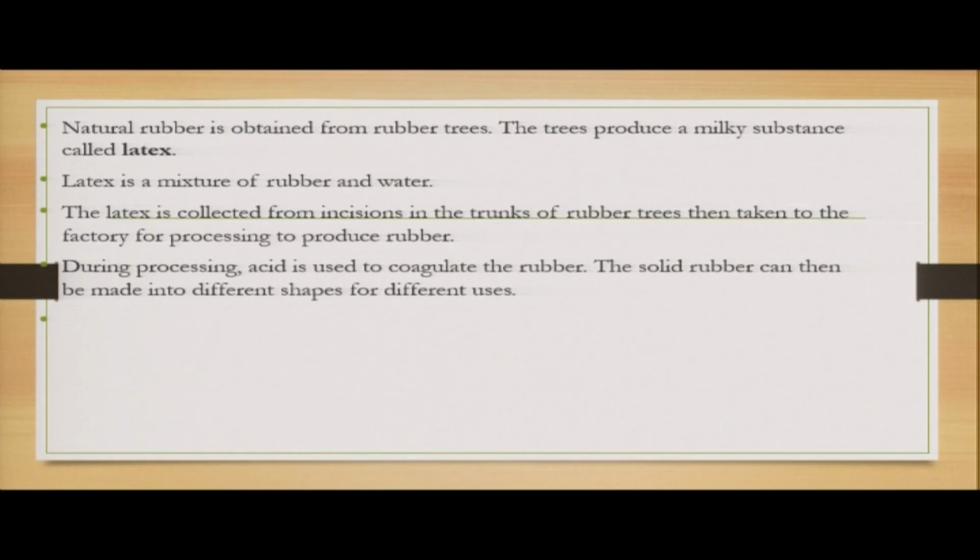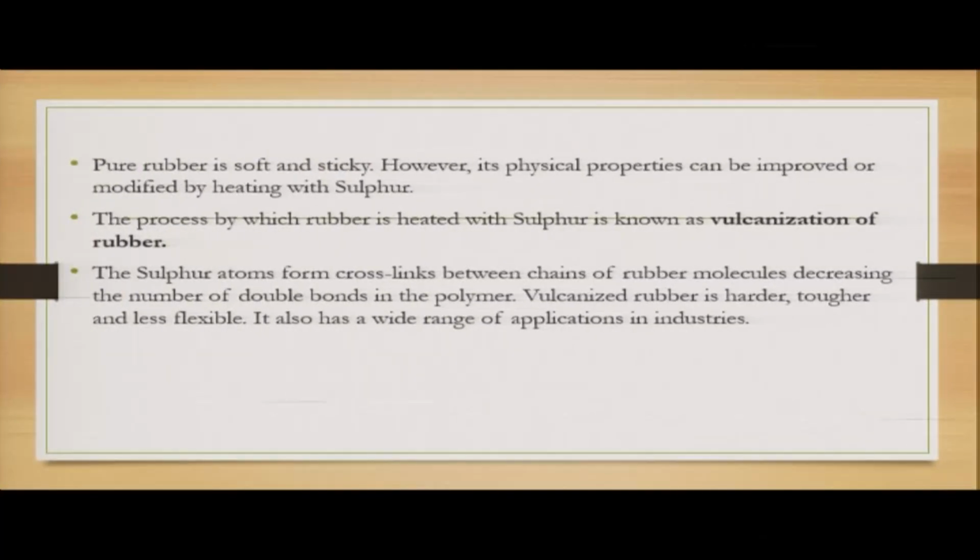During processing, acid is used to coagulate the rubber, that is, to solidify it. The solid rubber can then be made into different shapes for different uses. Pure rubber is very soft and sticky. However, its physical properties can be improved or modified by heating with sulfur. This process is what we call vulcanization of rubber.